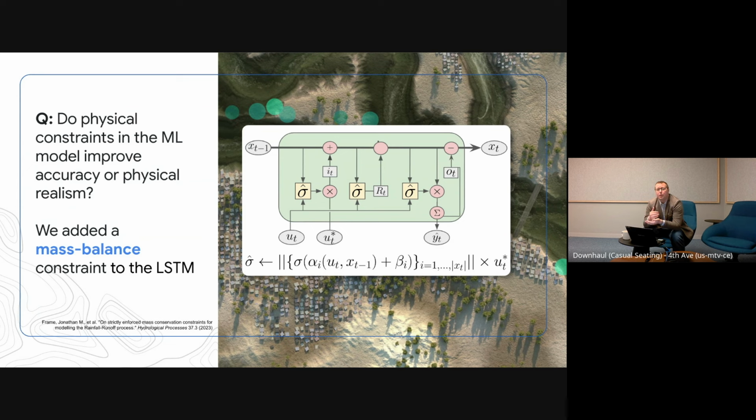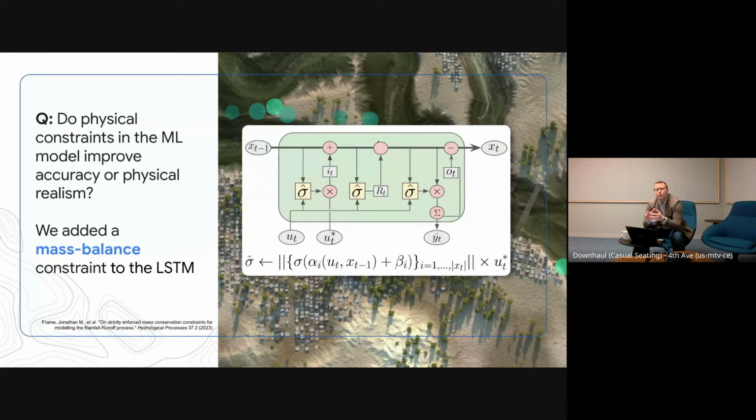gate of the LSTM and we normalized it. So there's a cell state in the LSTM, that's X in this graph. This is one time step of an LSTM. The state at the previous time step, X of T minus one, goes into the LSTM. It's modified by some addition operator and some multiplication operator. And it comes out at time step T as the state of the system at time step T to be fed into the model at the next time step. So if that state represented somehow the amount of water that was in a watershed, then we could, in principle, force the LSTM to conserve mass.